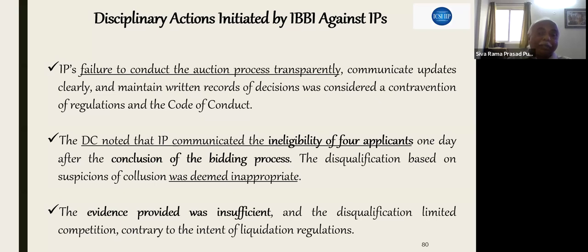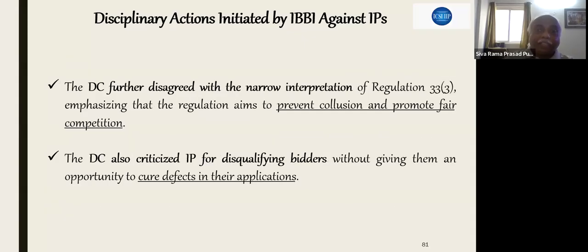Next, the evidence provided was insufficient. How were they colluded? You have to tell something: why they are colluded and why you believe that they are colluded. The disqualification also limited competition, with only 2 bidders participating, contrary to the intent of the Liquidation Regulations. The DC further disagreed with a narrow interpretation of Regulation 33(3), emphasizing that the regulation aimed to prevent collusion and promote fair competition.